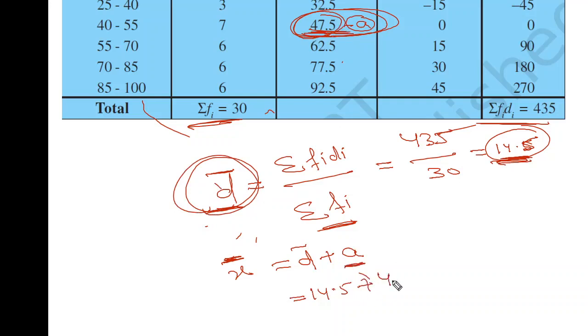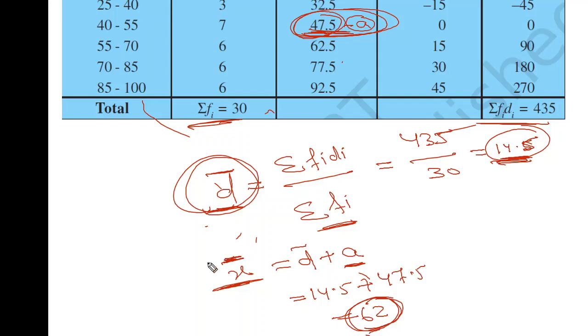47.5, which will be equal to 62. So we have got the mean x bar, or mean, is equal to 62. If you can remember, in the last section we had also found the mean as 62.